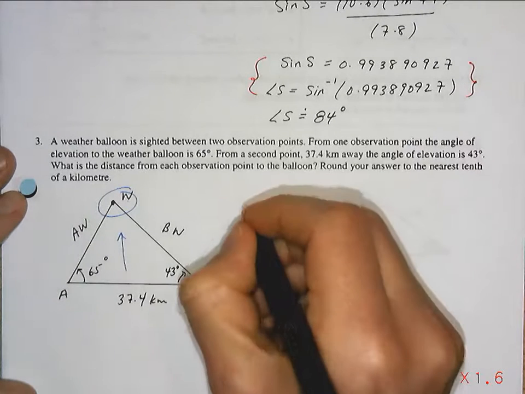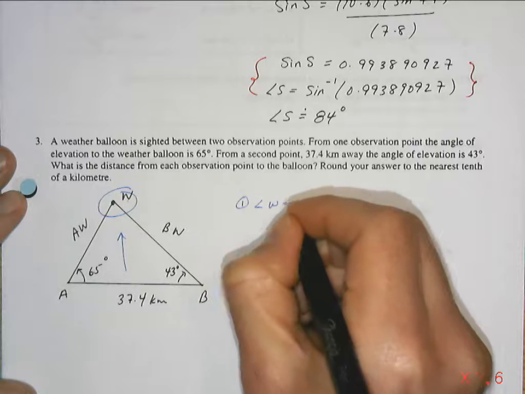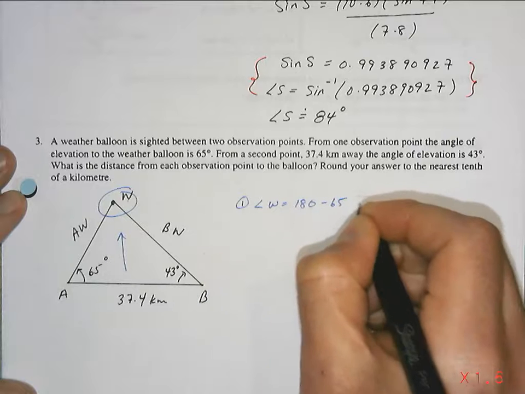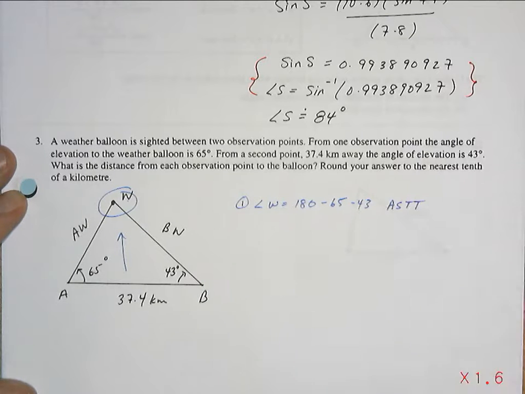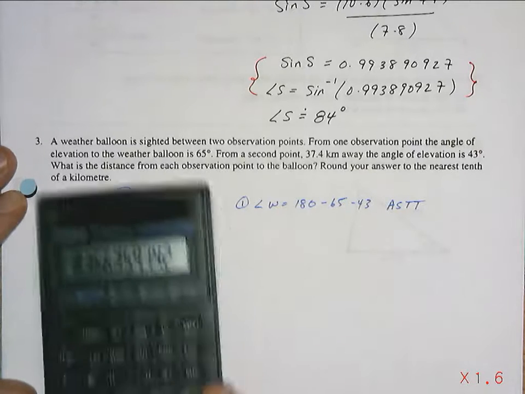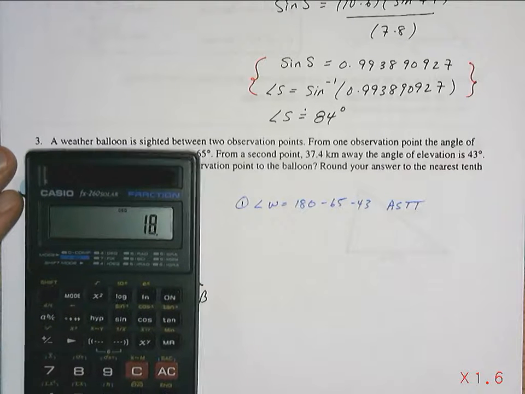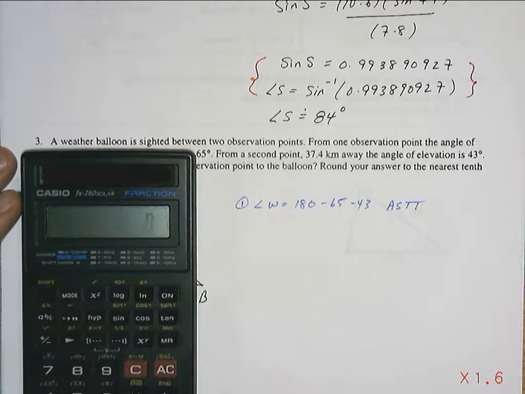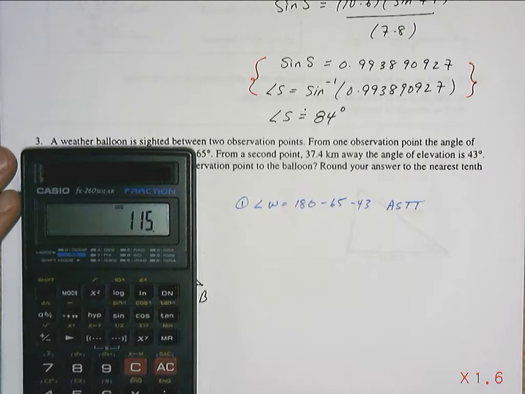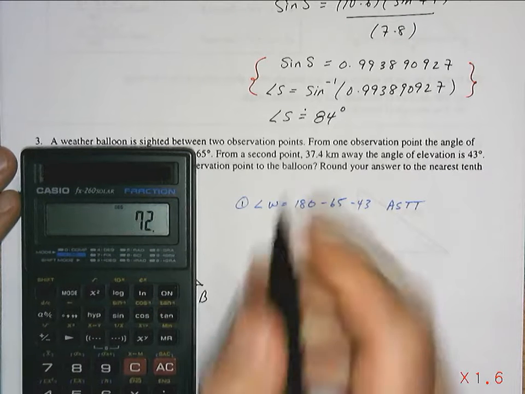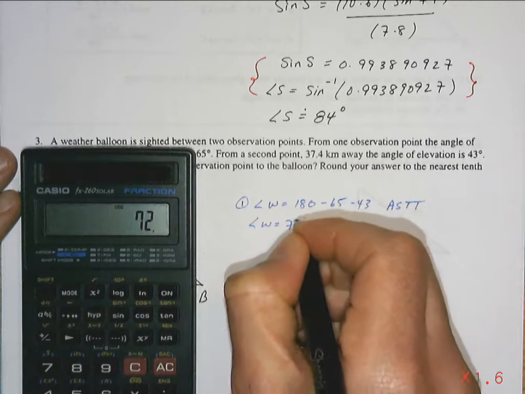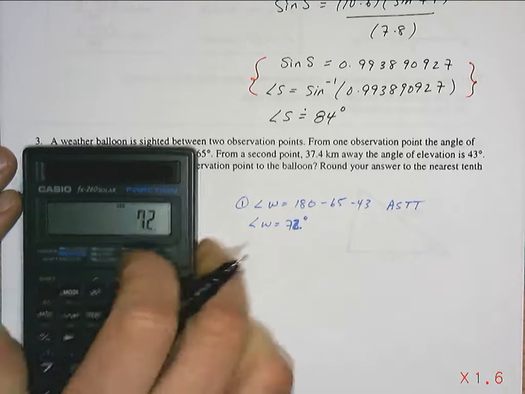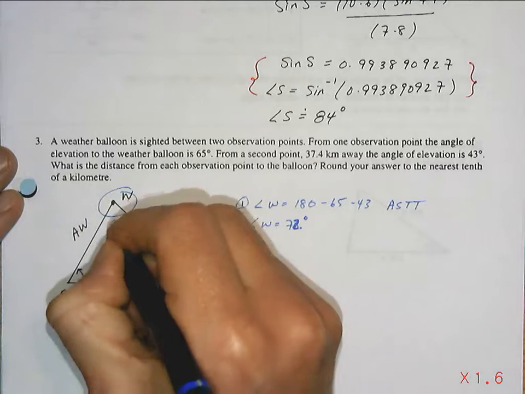Well, it so happens that angle W is pretty easy to come up with. It's 180 minus 65 minus 43. The reasoning is the angle sum of the triangle theorem. If you want to give a reason, you don't have to, but it's sometimes nice. So 180 minus 65 minus 43, we get an angle of 72 degrees. Why did I write 70? I don't know, but 72. Okay, so that means that this is 72 degrees.